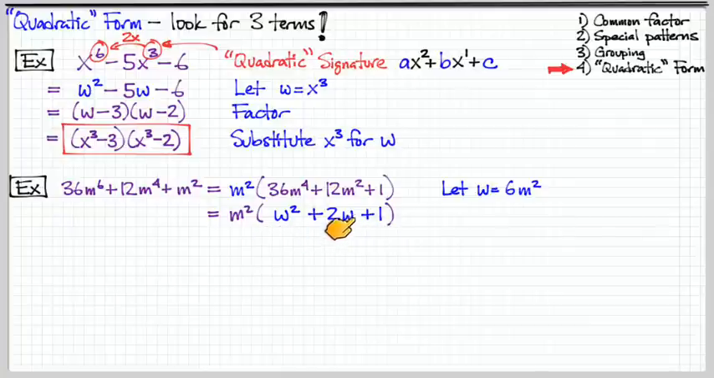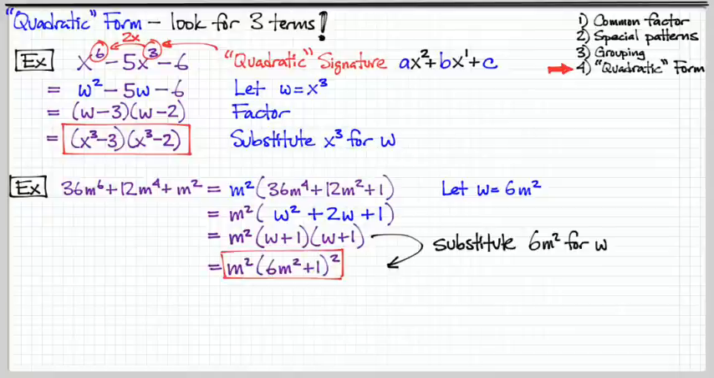Now this is a very straightforward equation to factor, so I factor this out. This is actually a perfect square trinomial, w plus 1 times w plus 1. Now I need to substitute back. I take the 6m squared, replace it everywhere I see the w, and then I'll just write this as a squared term here. So m squared times 6m squared plus 1, quantity squared. That's our final factored form.